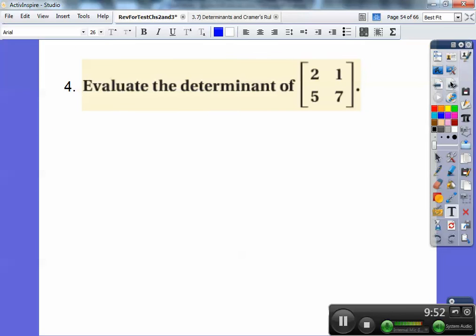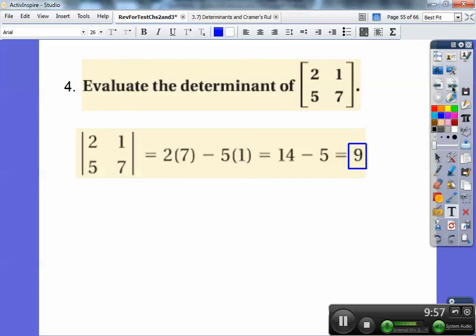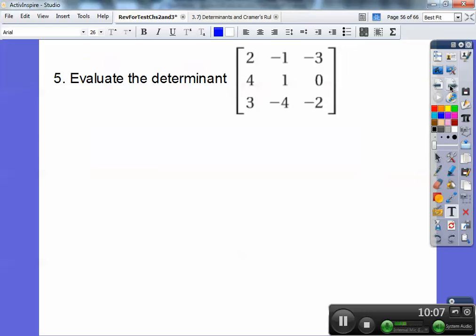Okay, evaluate the determinant. So this was the last lesson I taught you guys, probably yesterday. So we're going to cross multiply, you guys. So we're going to go this one times this one, 2 times 7, minus 5 times 1. Okay, that's what this says right here. Okay, and you get 9. All right, and then same with this one here.